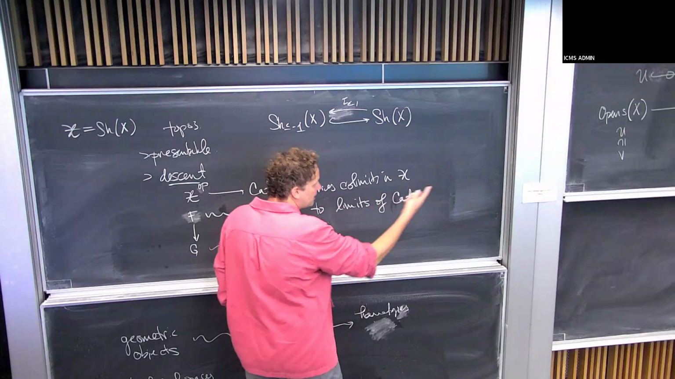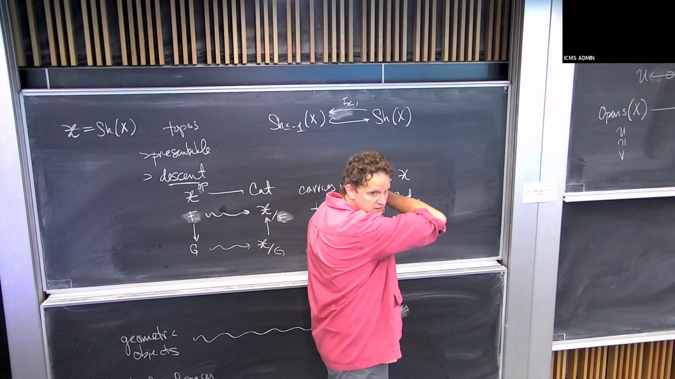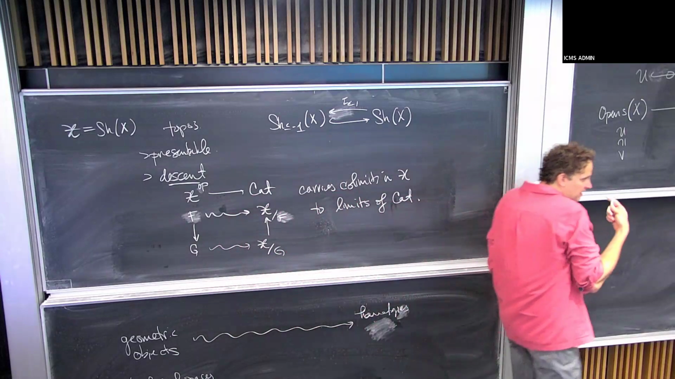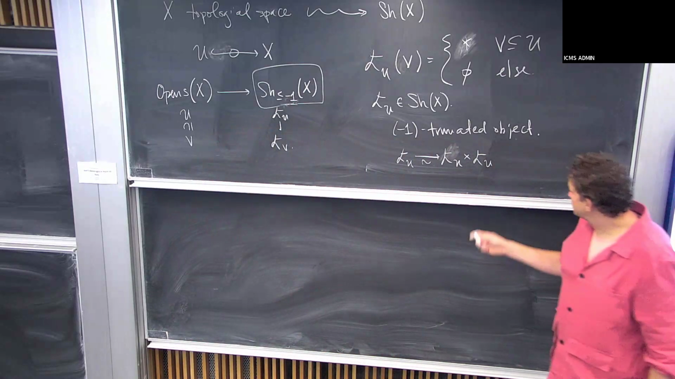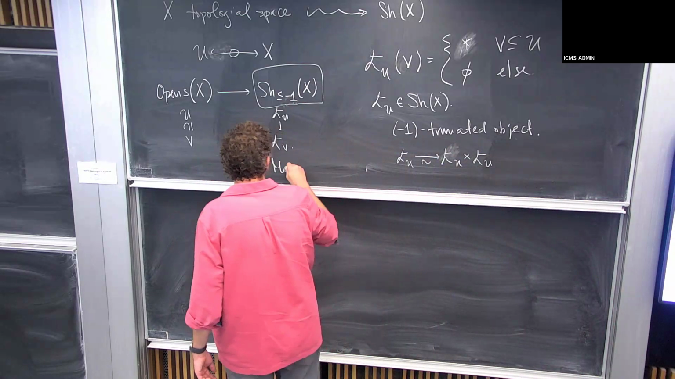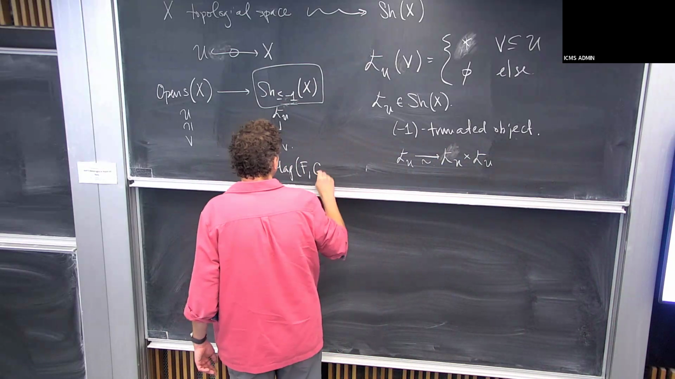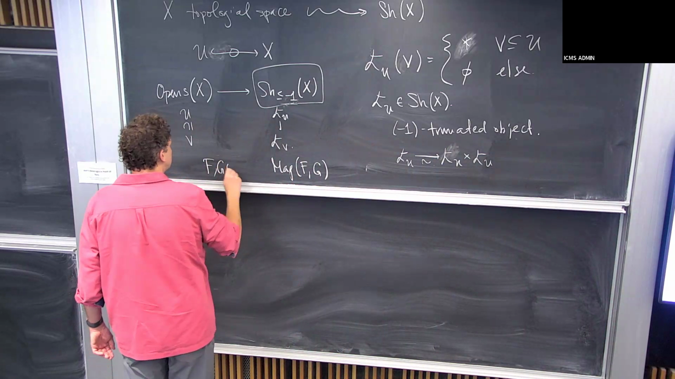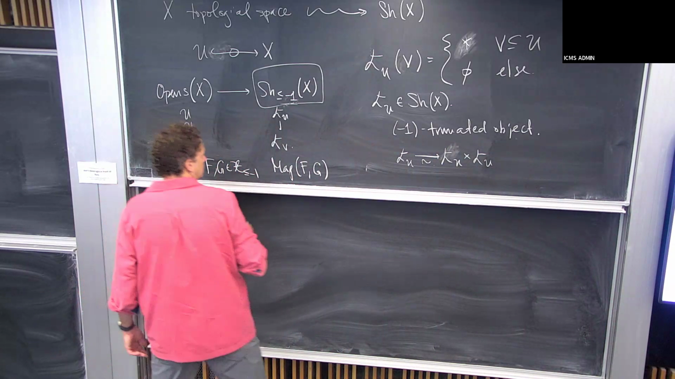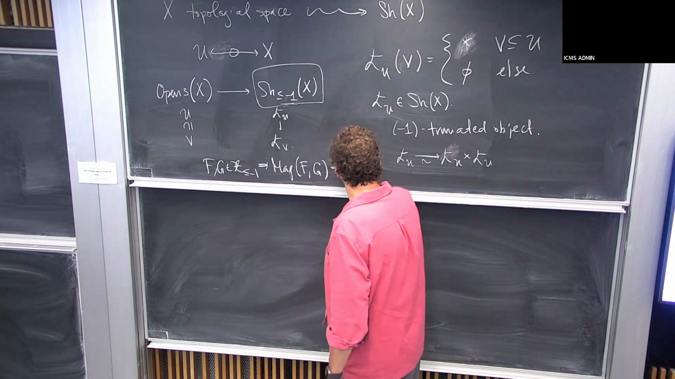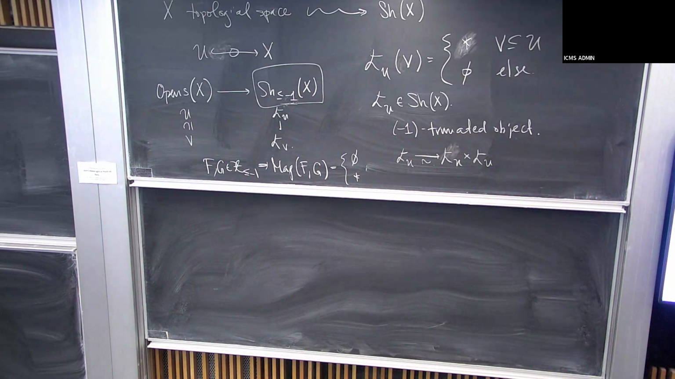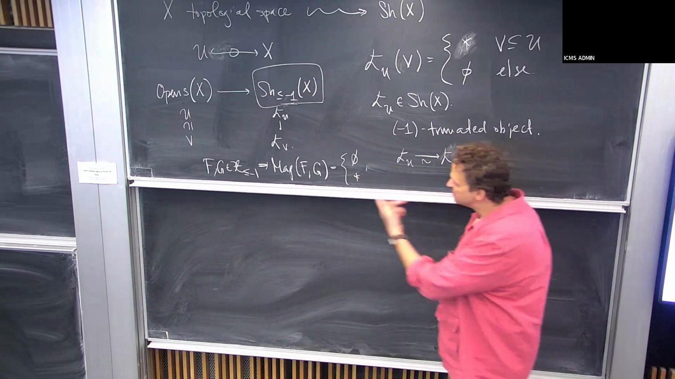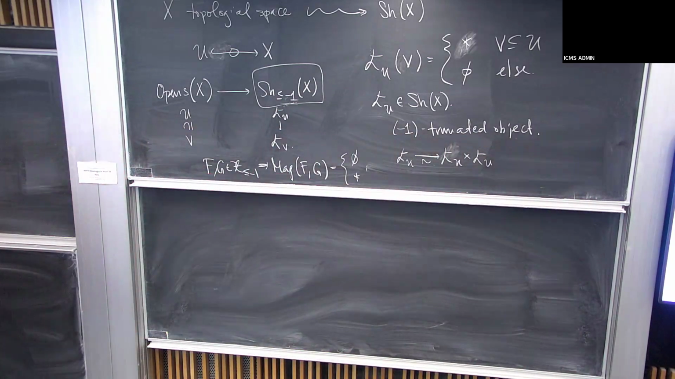Because after all, if I have two of these -1 truncated objects, then you can check that there can be at most one map between them. By that I mean that if you look at the mapping space between two objects that are -1 truncated, then this thing is either empty or it's contractible. The space of maps is either empty or contractible. So this is a poset, but it's also a presentable poset.